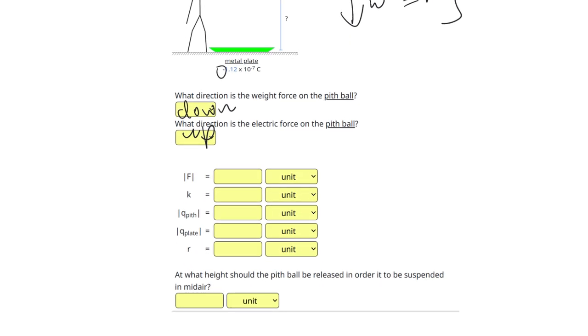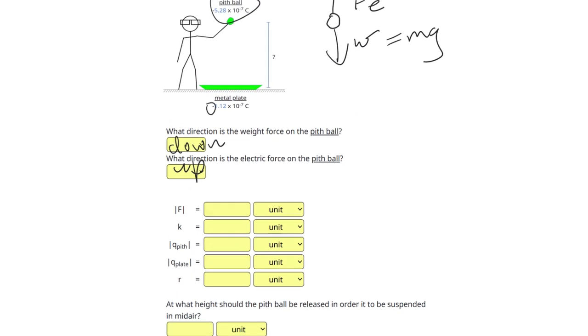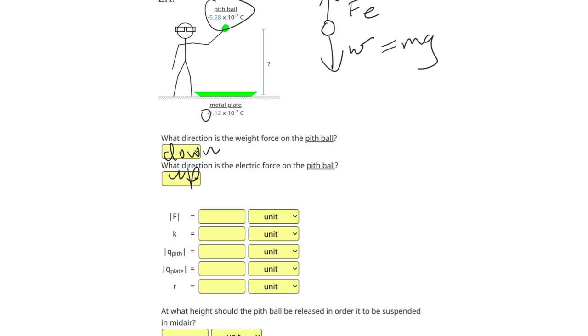Pith ball. A pith ball is just like a spitball, but dried. Ping pong ball, maybe.